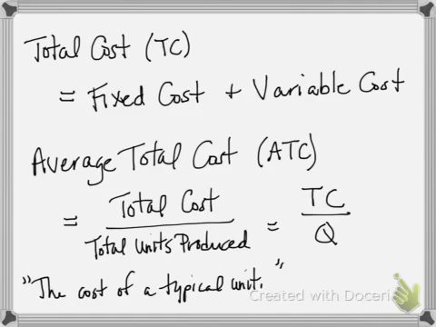And when we're thinking about average total cost, we're thinking of the cost of a typical unit. So if we put all the units we produced in a big bucket and we pulled one out and someone said, what does one of these cost you to make? That's what we're thinking of when we think of average total cost.